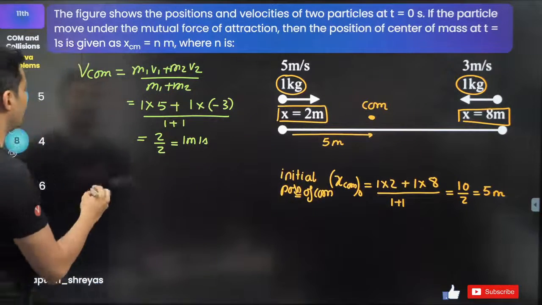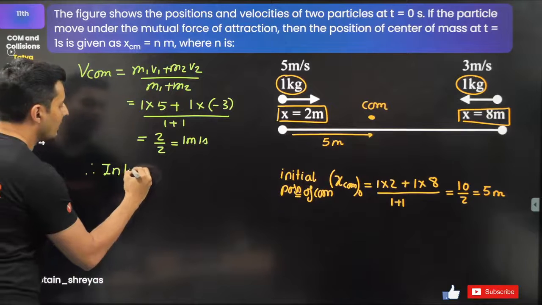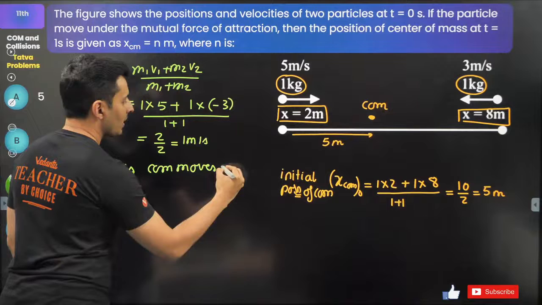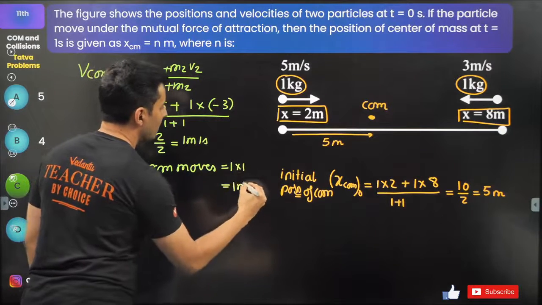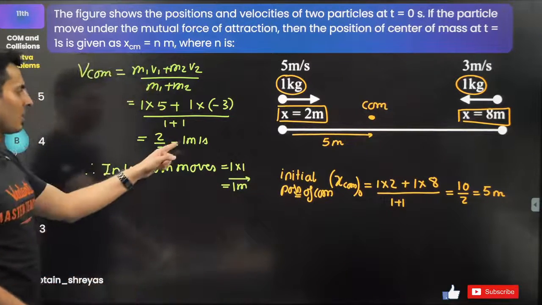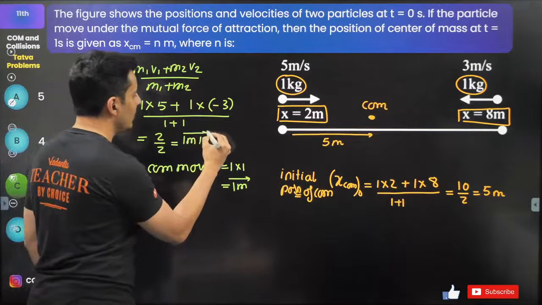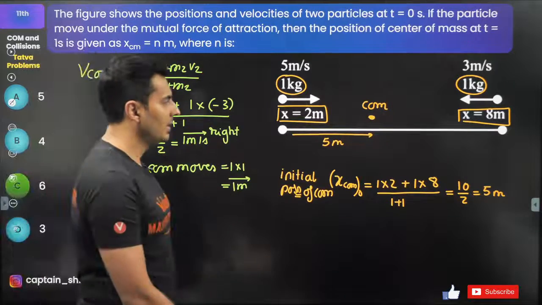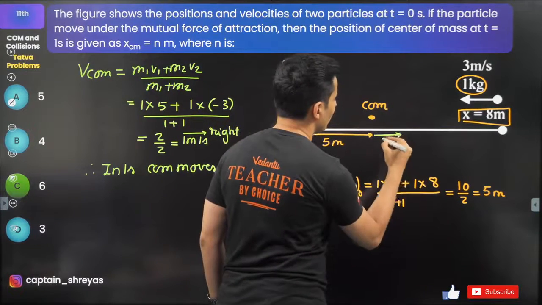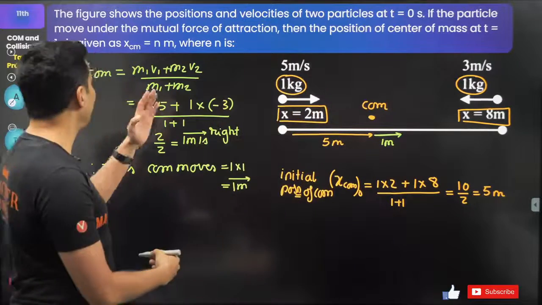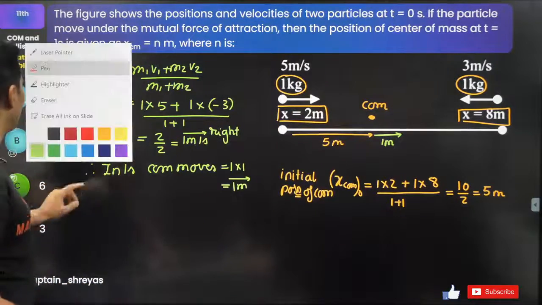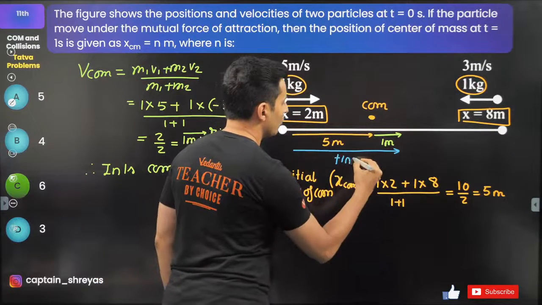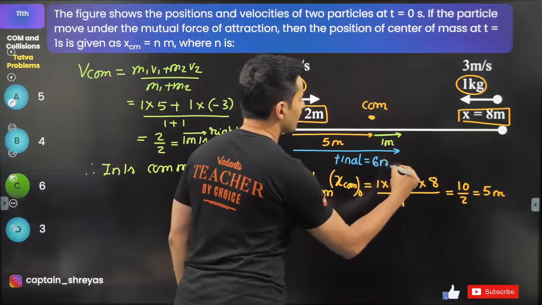So in 1 second, the center of mass moves by how much? 1 into 1, which is 1 meter towards the right side. Because this answer came out to be 1 meter per second, so it was going towards the right side, it will move also towards the right side. So the center of mass moves by an extra 1 meter. So the final location of the center of mass, the final position, what will it be? 5 plus 1, which is 6 meters.